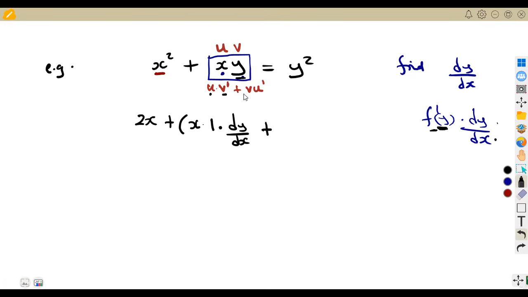Plus v, our v, which is y, we are going to take y as it is, times the derivative of u, which is our u, it's x. Remember, it's with respect to x. So we're just going to have a 1 in this case.